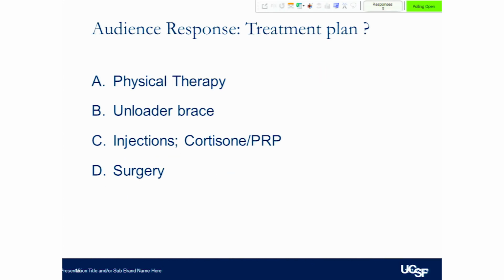So, what are we going to do? Physical therapy, we do use braces quite a bit with patients. We've got a series of injections we can use, or of course we can do surgery.